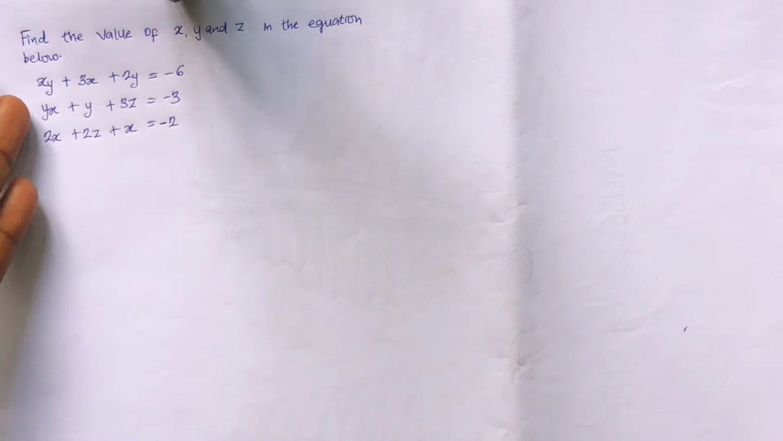Hi friends, let's talk about the question I have here with me. The question says: find the value of x, y, and z in the equation below. We are given the following simultaneous equations and we are asked to find the values of x, y, and z. In this case, it's just a simple one and we are going to solve it.